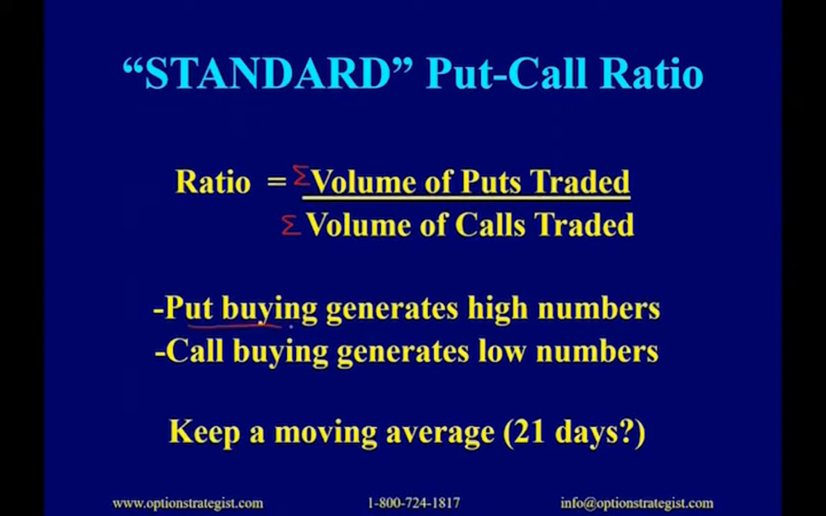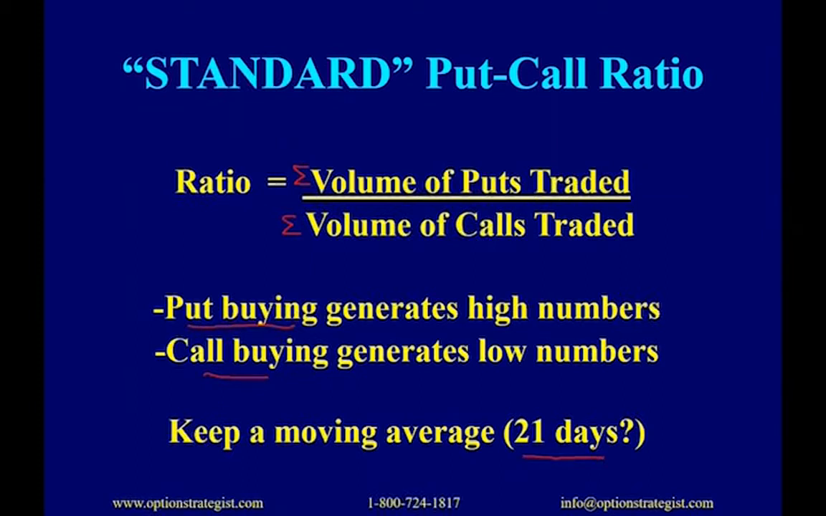Since put buying is in the numerator of this fraction, in a heavy bear market where a lot of put buying is going on, the ratio will go higher. And since call buying is in the denominator, in a bull market, heavy call buying takes place, the denominator expands, and so the ratio goes lower. So basically, the ratio is moving inversely to the underlying stock.